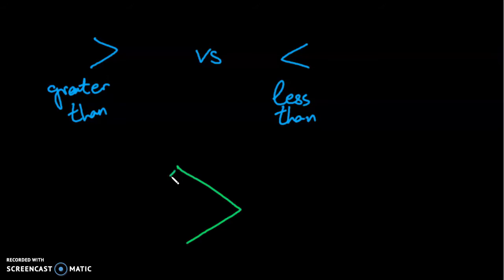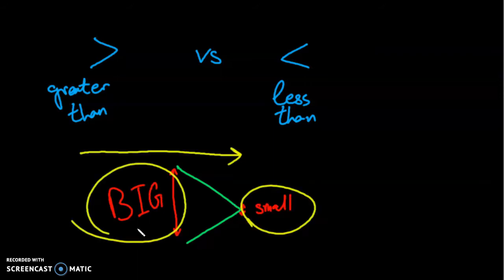Now let's take this sign. Look at this side. This side is big. It's wide. So anything on the left is bigger than the number on the right. And you read it from left to right. So bigger comes first, we say greater than.